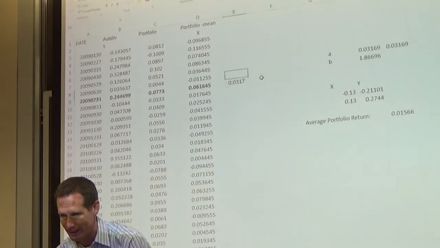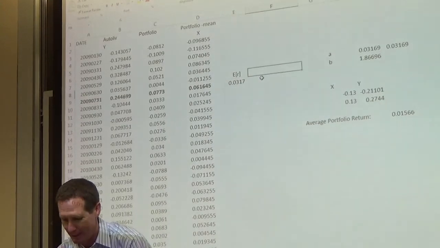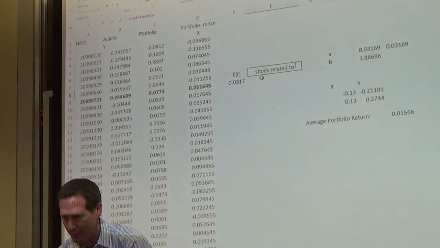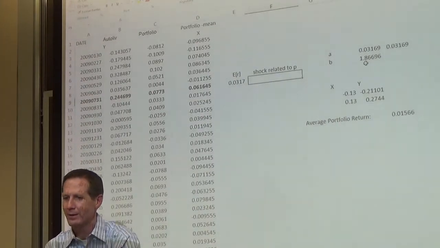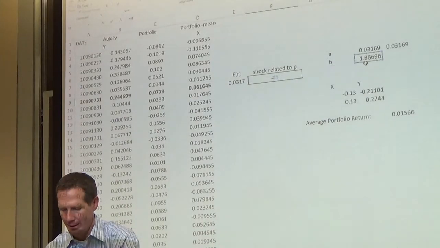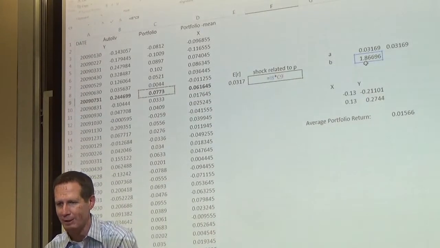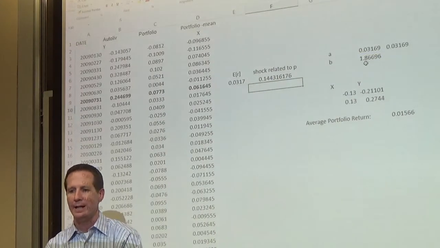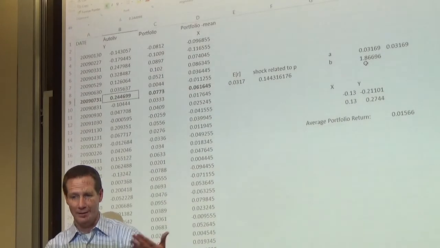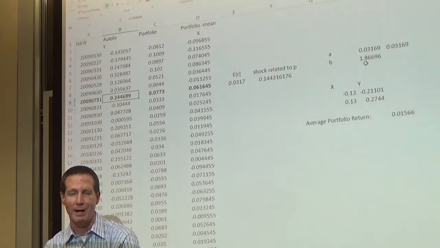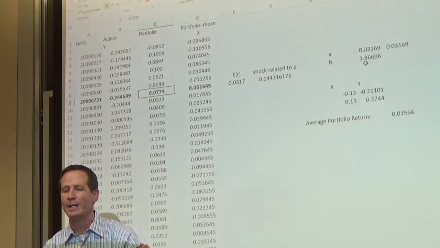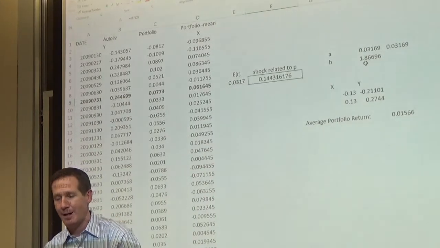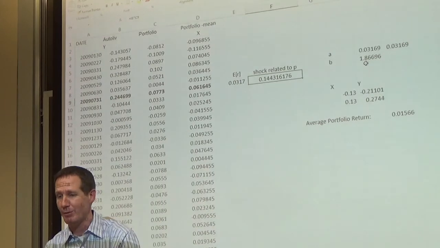So this is the expected return. The next one is going to be the shock that is related to the portfolio. Okay, so we take our beta, portfolio beta, multiply it by the shock to the portfolio that month, so about 14%. So 14% of this good return for Autoleave is actually related to news about the overall portfolio. There's some good news that affected the portfolio that also affected Autoleave. Caused it to be up above its mean by an extra 14%.